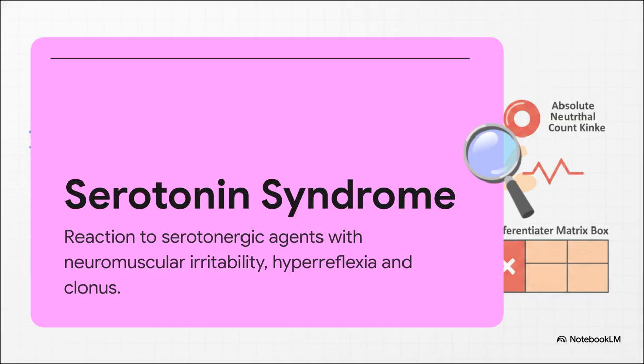Now, contrast that entirely with serotonin syndrome. This is driven by overlapping serotonergic agents. The key difference? It's characterized not by rigidity, but by profound neuromuscular irritability. You're going to see hyperreflexia, tremors, and its own pathognomonic sign, inducible or spontaneous clonus. You'll still see autonomic hyperactivity and hyperthermia, but the neuromuscular exam is totally different. The fix? Stop all serotonergic agents and, for severe presentations, give cyproheptadine.